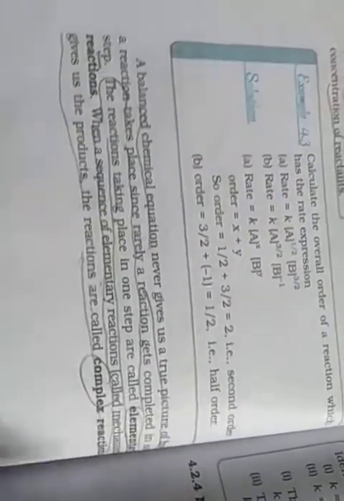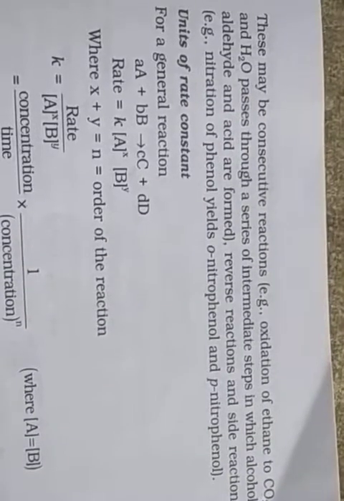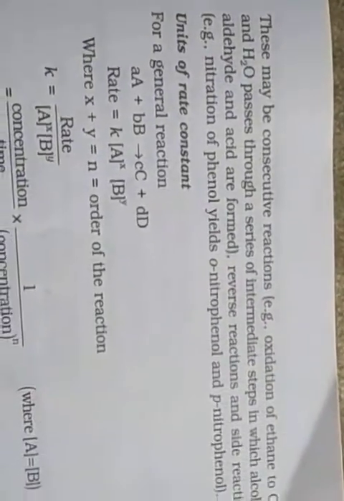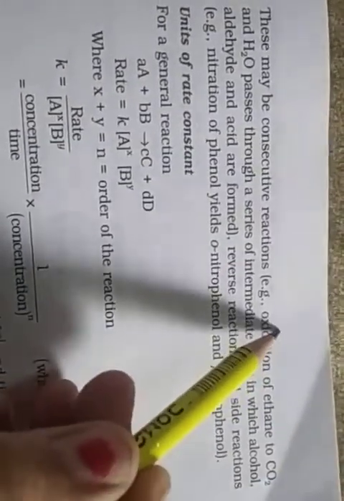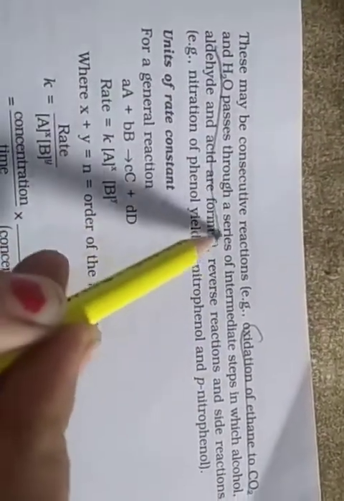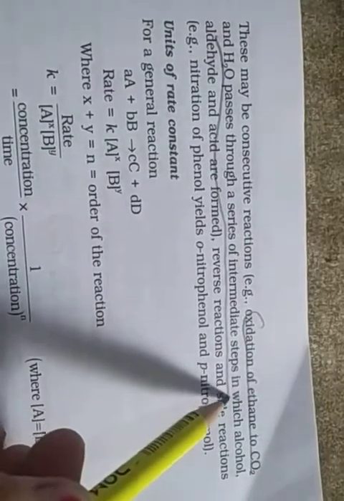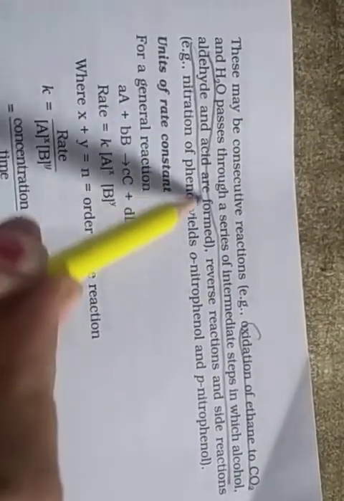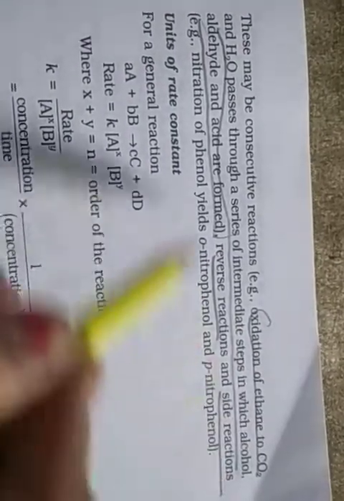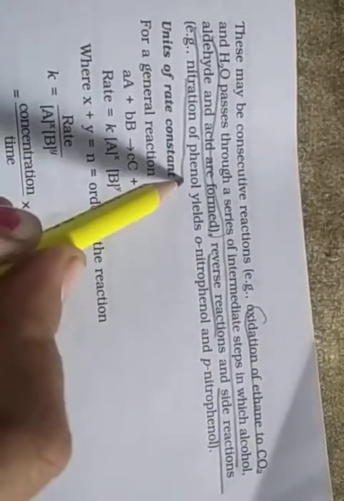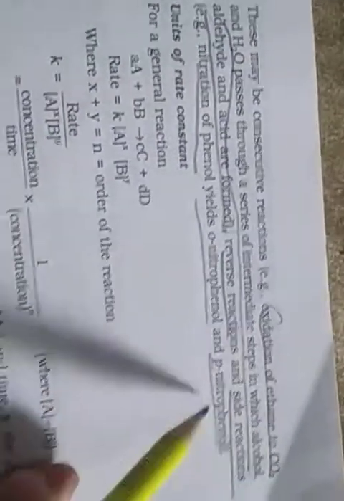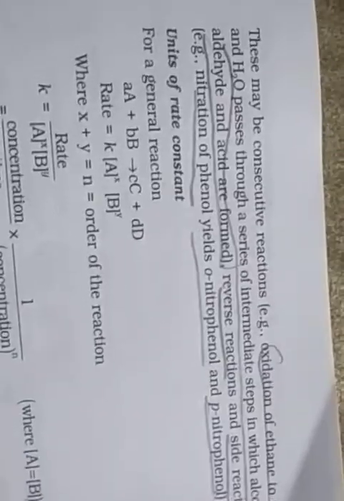Clear? For example, oxidation of ethane to carbon dioxide and water passes through a series of intermediate steps in which alcohol, aldehyde and acid are formed. Reverse reactions and side reactions are other examples, and also nitration of phenol, which yields ortho-nitrophenol and para-nitrophenol. These types of reactions are complex reactions.